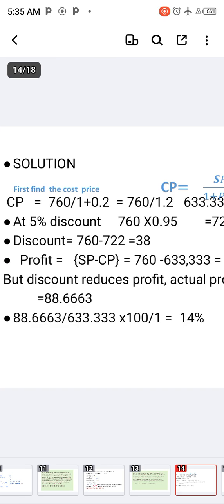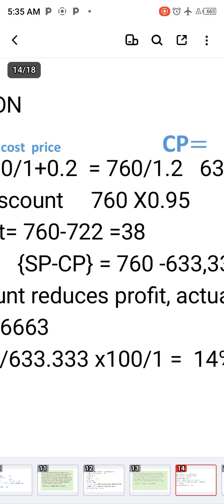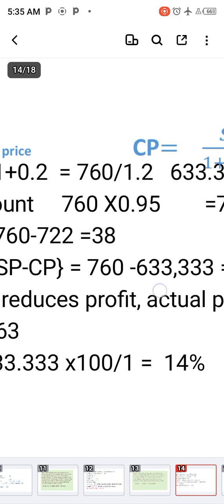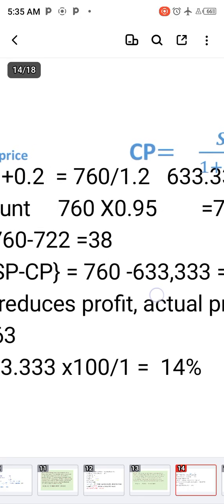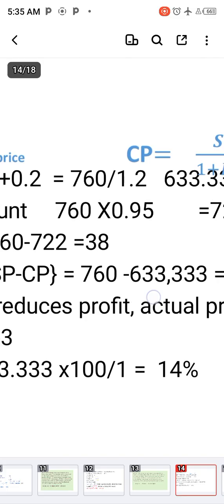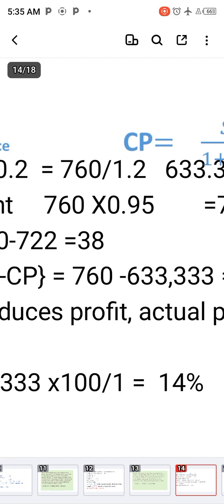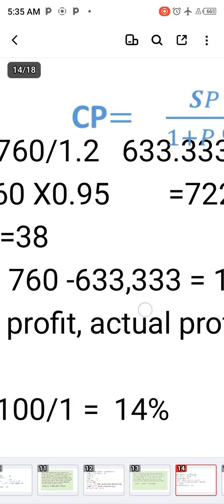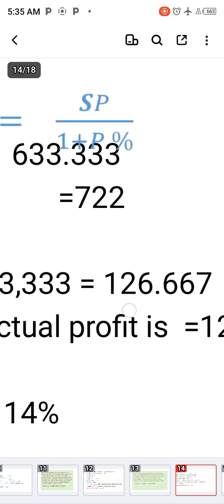Now, the total profit is selling price minus cost price. The selling price is 760 and the cost price is 633.333, that one is 0.333, not comma 333. So when I have 760 minus 633.333, eventually we have 126.667 as the profit.